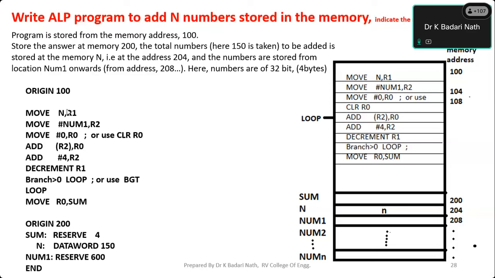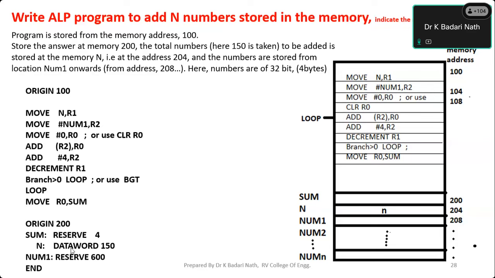Whenever we write a program, we should give sufficient space for the data also. How do we declare the space for the data? This is how we use it. Origin 200, that means the data is stored from 200, the program is stored from 100. Reserve means you're reserving, it's like allocating, like a malloc function. You're allocating 4 bytes in the memory, and the name of the first word is called sum. That is the meaning of it.